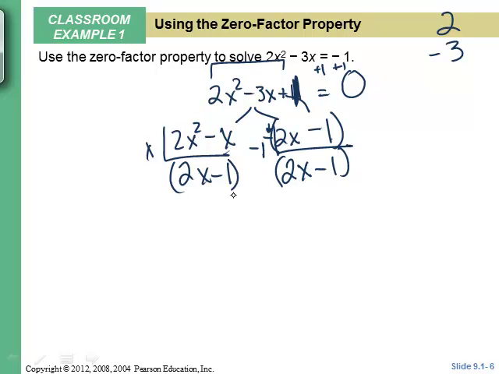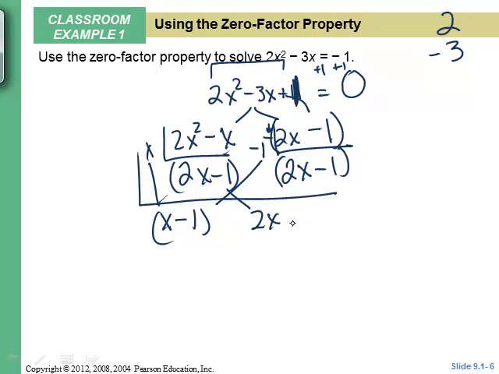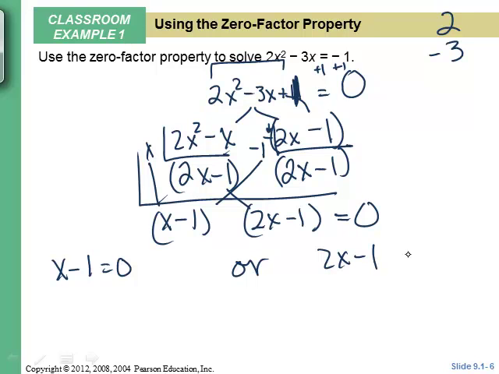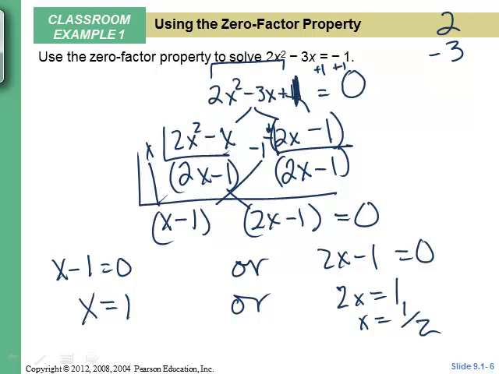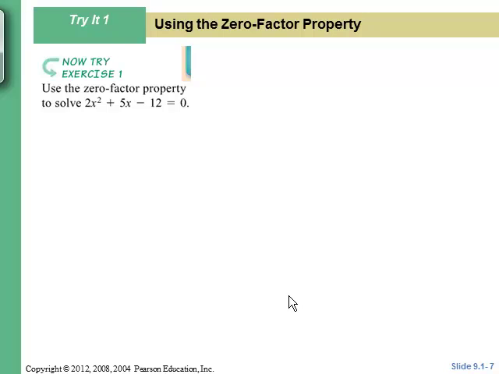So our factored form is x minus 1 times 2x minus 1 equals 0. So either x minus 1 equals 0 or 2x minus 1 equals 0. In this case, x equals 1 or 2x equals 1, which means x equals 1/2. Those are the two options. So you try this one, and when you're ready, I'll show you how I solved it.